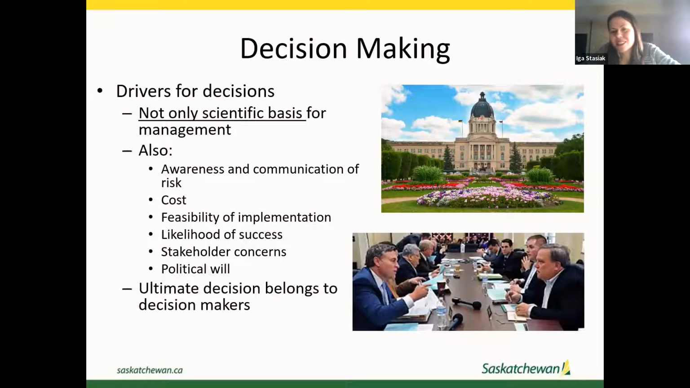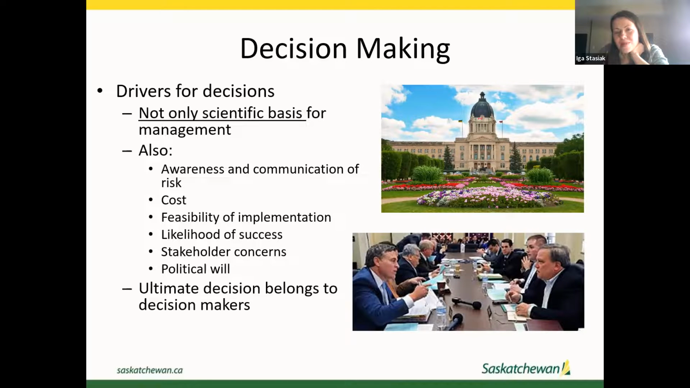And ultimately, it's not just the scientific evidence that's going to be used to make those management decisions. It's also going to be largely dependent on the awareness and communication of risk, whether the general public and stakeholders and the politicians themselves are aware of the risk, the cost and feasibility of implementation, the concerns of the various stakeholders, and at the end of the day, the political will. And so biologists and veterinarians like myself, we can make the recommendations, but ultimately it's going to be the decision makers that are going to be factoring all of these elements into their decision making.